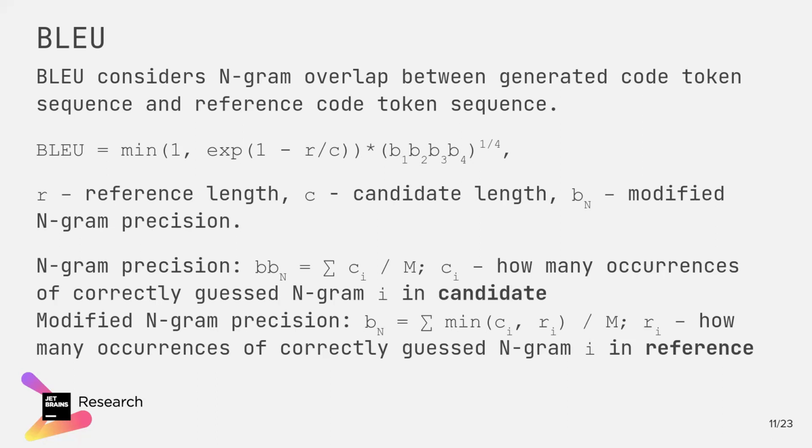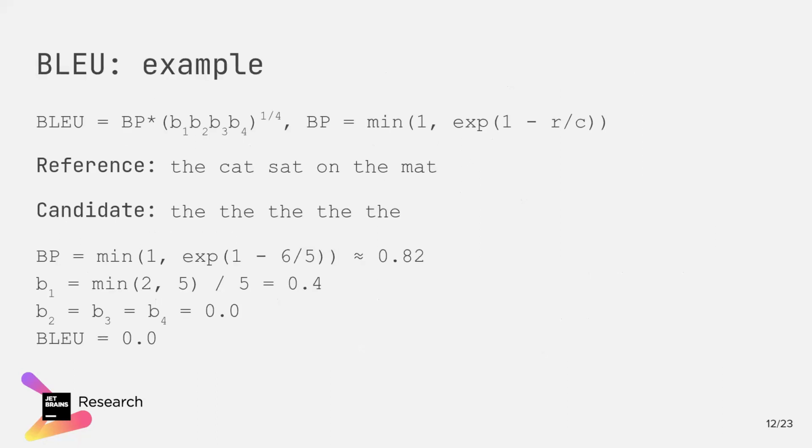Okay, so let me compute BLEU for a very simple example. Here we have a natural language translation. We have an obviously junk candidate, which is "there" repeated 5 times. And we have the reference, "the cat sat on the mat." So let us start with the brevity penalty. The candidate here is shorter than the reference, so the brevity penalty is actually not 1, but something less than 1. For the 1-grams, let us note that the p1 is 0.4.